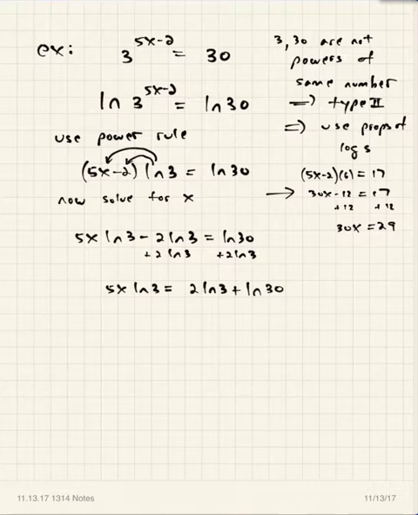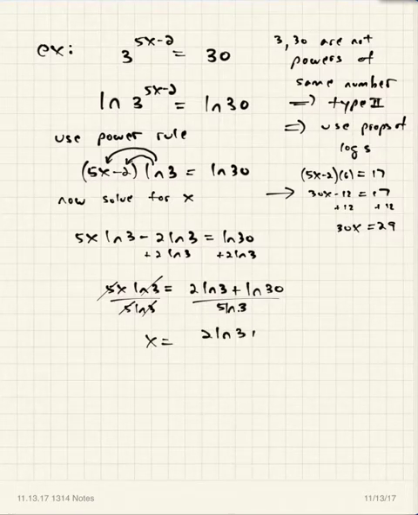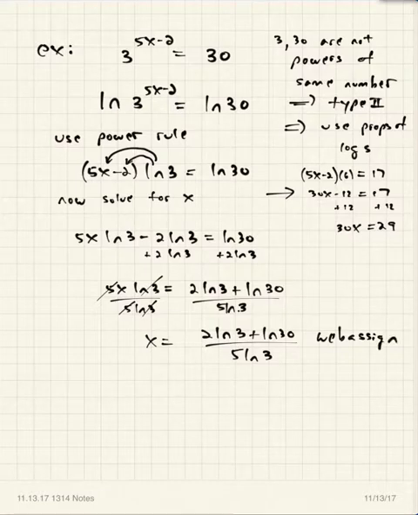All right, and then you could divide both sides of this equation by 5 natural log 3. Like that. And so the 5 is divided out, the natural log of 3 is divided out, and you're left with x. And you have this messy looking expression over here, 2 natural log 3 plus natural log 30 divided by 5 natural log 3, like that. And WebAssign is going to ask you to use that solution and enter that in the box on WebAssign, right?